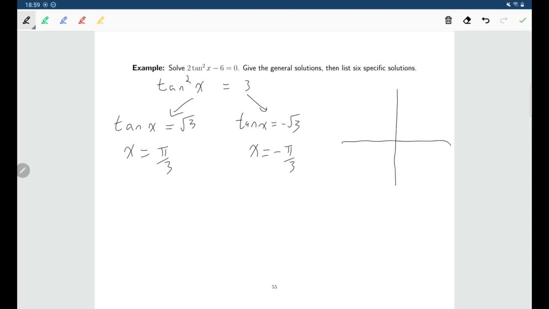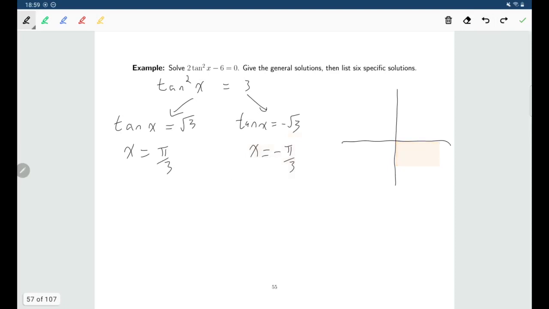Now, we're looking for the general solutions, and so we need to find all the solutions between 0 and pi. The one solution that we found here, pi over 3, definitely is between 0 and pi, so yes, we're happy with that one. The other solution, negative pi over 3, is not in my interval. That's not between 0 and pi.